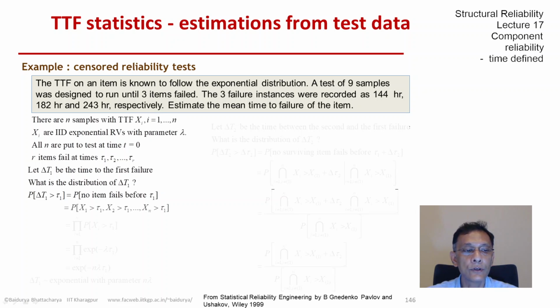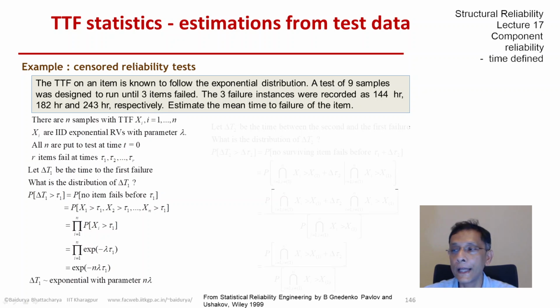That basically means, in terms of all the x's, x1 is greater than tau 1, x2 greater than tau 1, and all of them greater than tau 1. Because they are independent, we can multiply the probabilities. And because they're exponential, the product of all these exponential functions turns out to be exponential of minus n lambda tau 1, because lambda is constant for all of them. If the complementary CDF of a random variable looks like exponential of minus a constant times the value of the random variable, it basically means that the random variable is exponential. So delta t1 is exponentially distributed with parameter n lambda. That is very good to know.